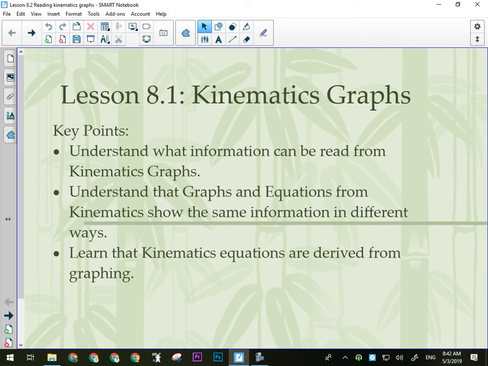Now you guys also have a formula sheet. It's on the back of your periodic table. Hopefully you still have that, because you're going to need the formula sheet that was on the back of your periodic table for the remainder of the unit, starting next week.